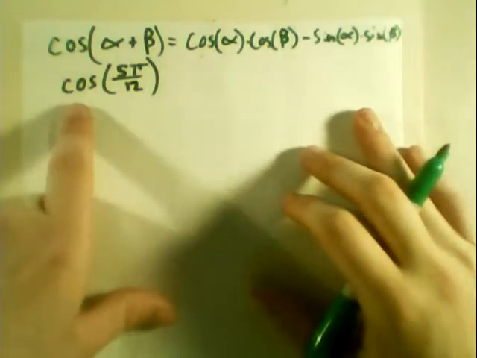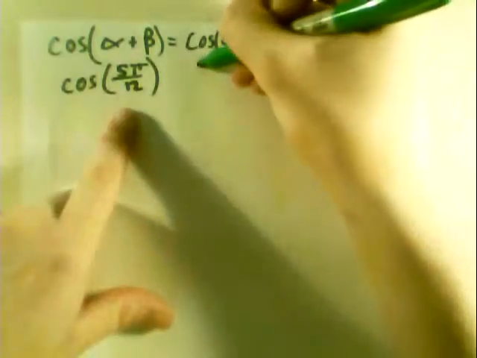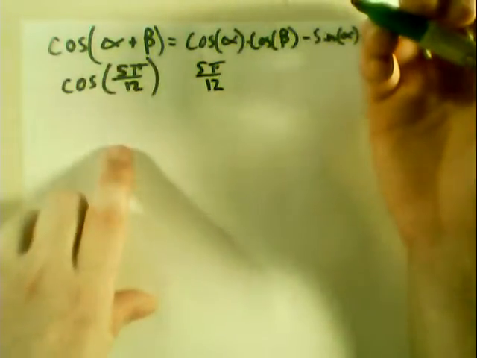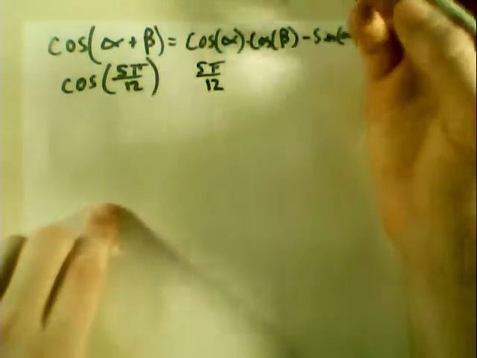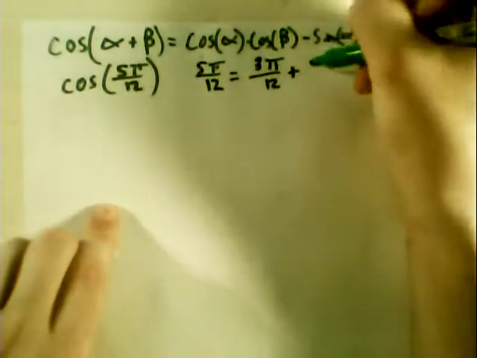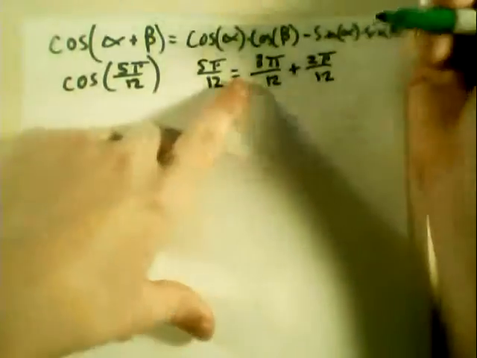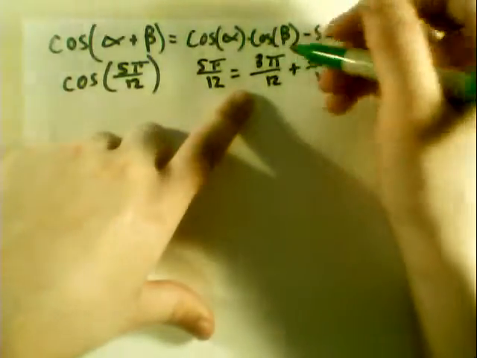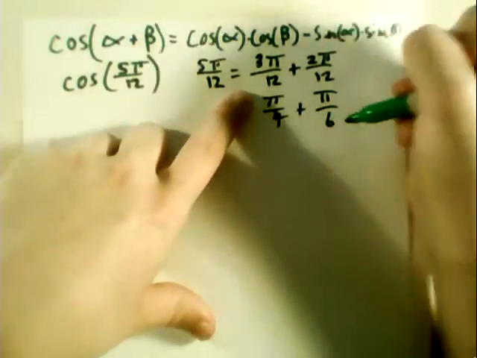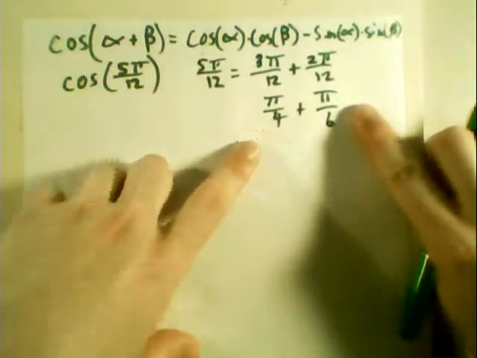So first, given this cos of 5 pi over 12, we need to split it up into alpha and beta. So we could either do it adding or subtracting. I choose to do it adding because I know that 3 pi over 12 plus 2 pi over 12 gets me 5 pi over 12. And then I can go ahead and reduce these. This becomes pi over 4, and this becomes pi over 6. And I know the cosine of these values on the unit circle.